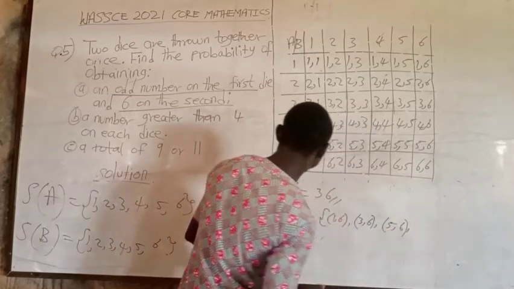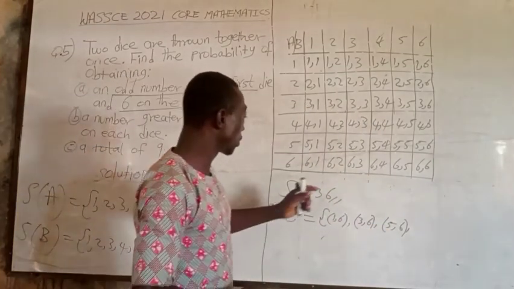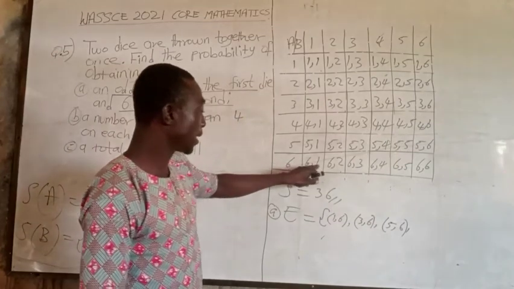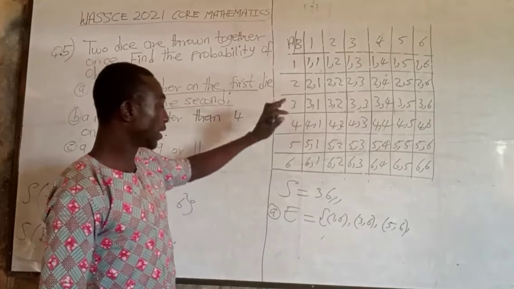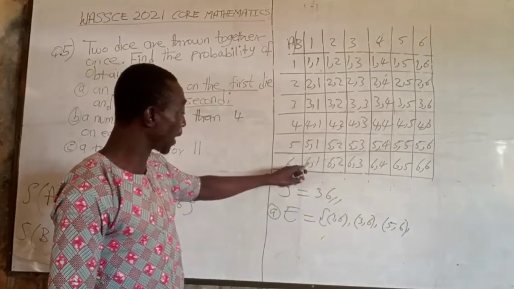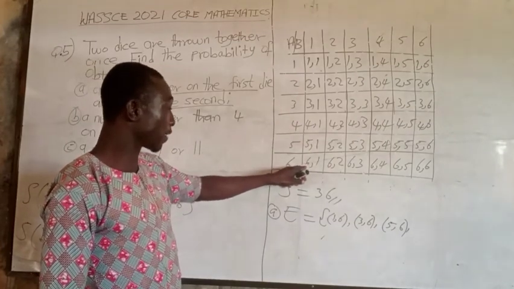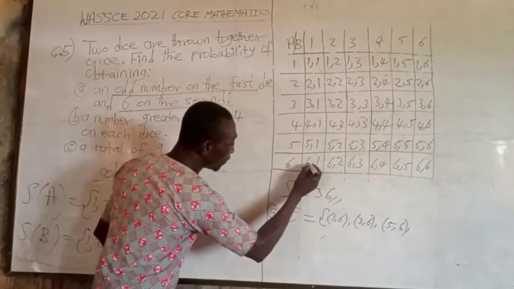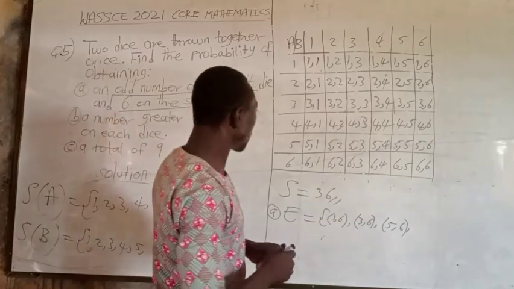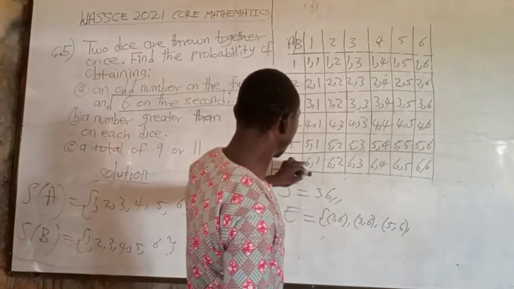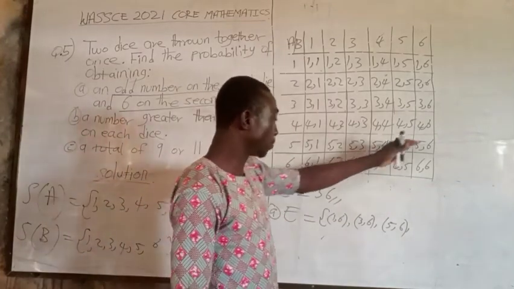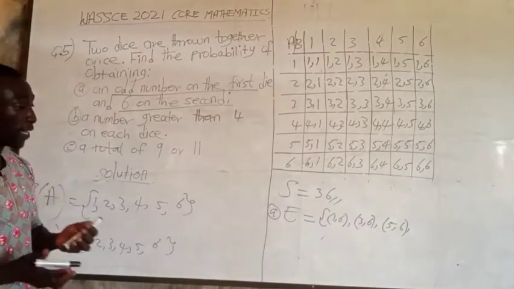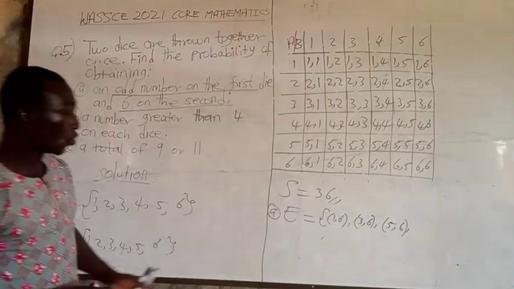Okay, so on the last row, we have 6 and 1, but 6 is on the second die, not on the first. Here we are looking for 6 on the second die, not the first, so definitely we don't need it. So let's move on. 6 being an even number, we ignore it.